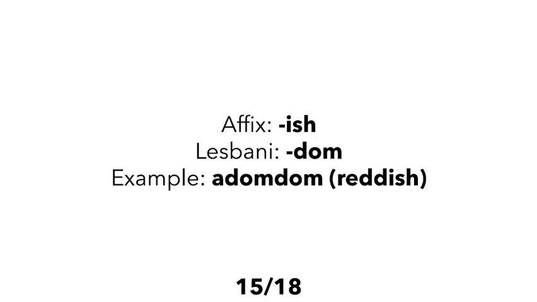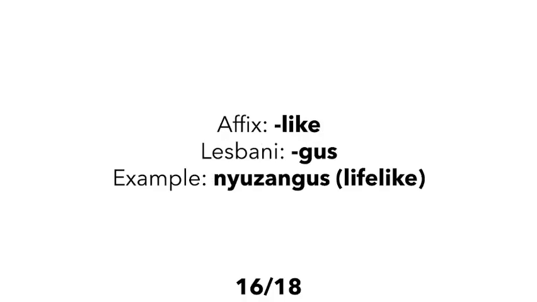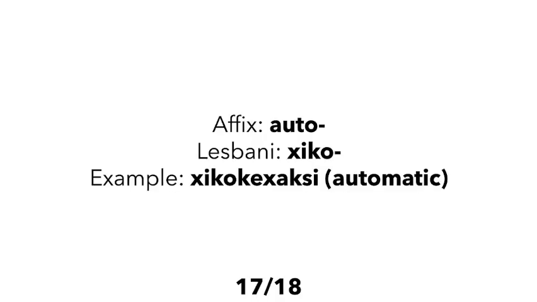Ish, as in like kind of, that is dom. So that means red is adom, so reddish is adomdom. Which is very fun to say. It sounds like a drum, adomdom. And then like, speaking of which, that's gus. So lifelike nyuzangus. Auto, this is number 17, and that is shiko. So automatic, we have shiko keshaksi. So keshak is movement, shiko keshak is automatic movement, and si makes it like full adjective. You could also probably just say shikosi and get the point across, but shiko keshaksi is more fun to say in my opinion.